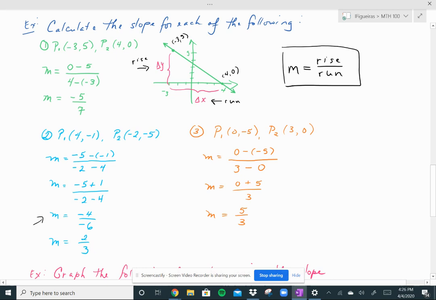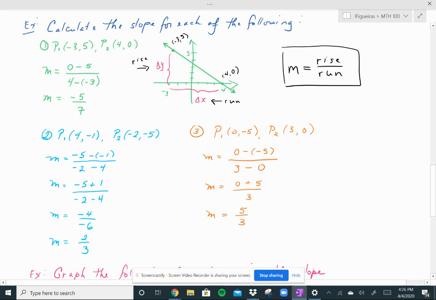Now we know that two negatives make a positive, but you can also reduce the 4 and the 6, so your slope is 2/3. So if you were to plot this line using these 2 points, this would be a line that would be going upward from left to right, because my slope, 2/3, is a positive number.